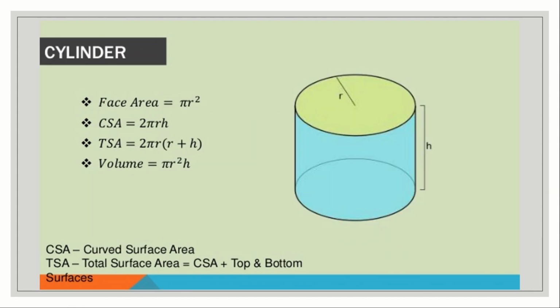Cylinder is the most important shape and most of the problems will be based on cylinder itself. So the formulas are very important. First is the face area. Face area means the area of this shape, top and bottom. So the area of this shape is a circle, so the area of this circle is pi r square, which is called the face area.